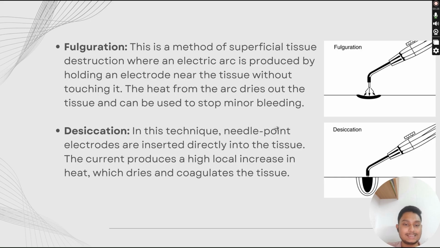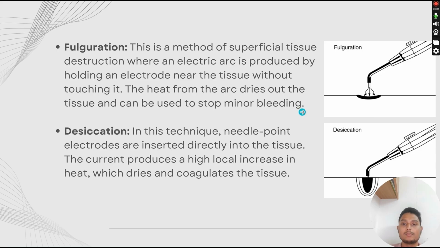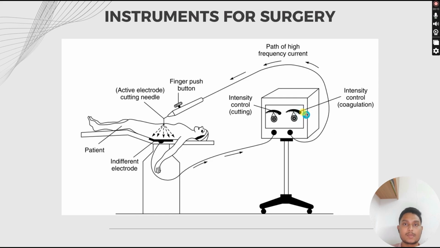Now the next point is desiccation. Here the electrode is inserted directly into the tissue. The heat causes water inside the cells to evaporate. The tissue essentially dries out and coagulates. Now move to the next slide.